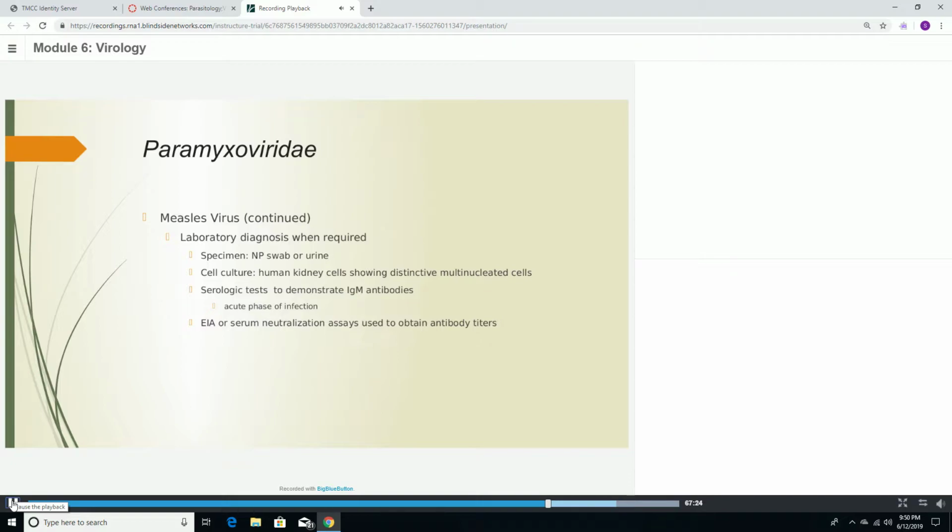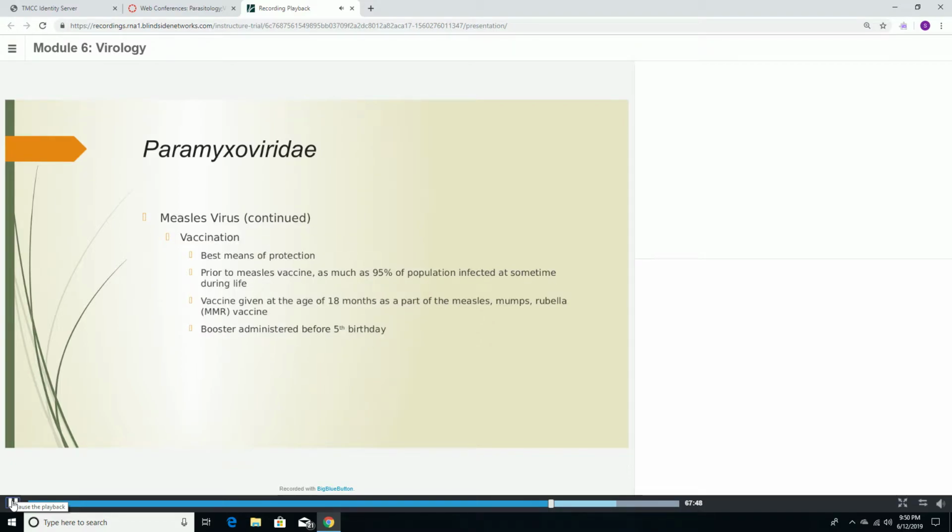If laboratory diagnostics is required, we're going to do a swab or urine sample. We could do cell cultures of human kidney cells, and what we're going to see is distinctive multinucleated cells. We could do serological testing for IgM antibodies in an acute phase of the infection, and then we could do enzyme immunoassays or serum neutralization assays to obtain antibody titers. Most of the time, we're going to see antibody titers with measles, mumps, and rubella in the laboratory.